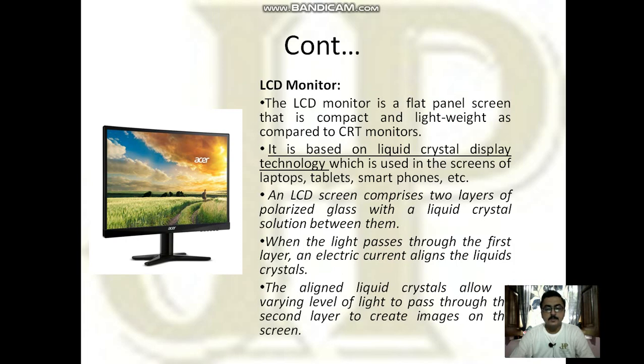That's why when we touch the screen with the hand, it looks like a liquid crystal.